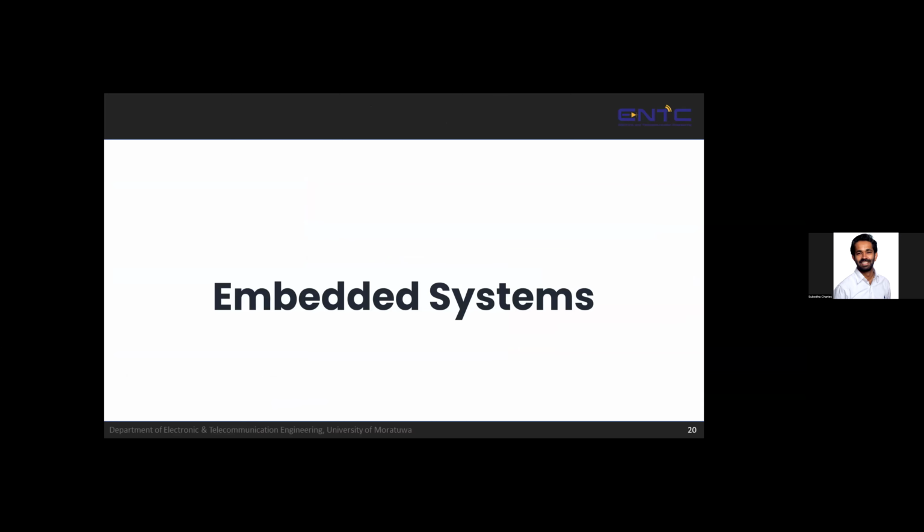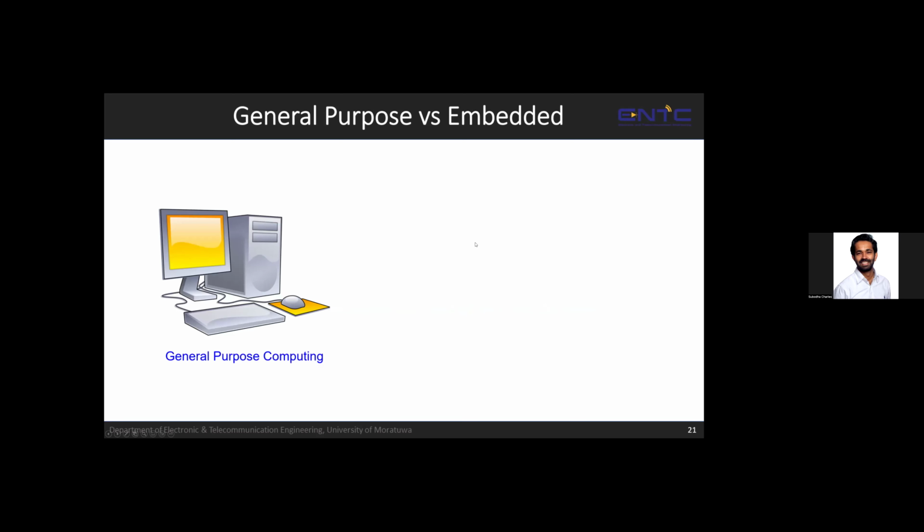Okay. So now that you have an idea about embedded systems, why it is important to learn edge computing, and also our motivation for making these courses public, let's go into detail about what we plan to learn in this course. We'll start by differentiating general purpose and embedded. So when you look at general purpose, this is what we mean.